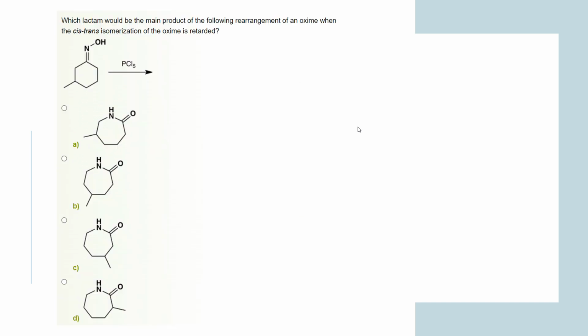Which lactam will be the main product of the following rearrangement of an oxime when cis-trans isomerization of the oxime is retarded? Okay, so by looking at the oxime, you may have already predicted which rearrangement reaction we are going to talk about in this reaction. It is the well-known Beckmann rearrangement.